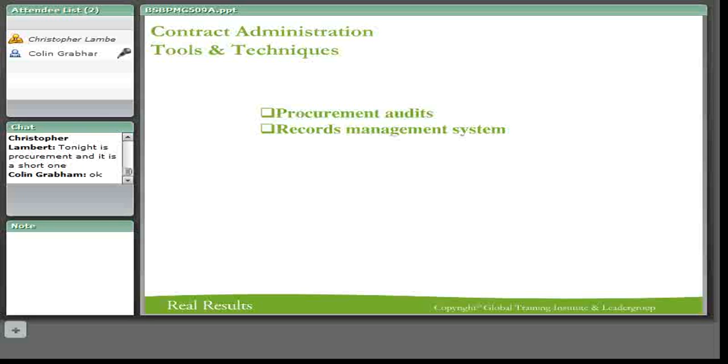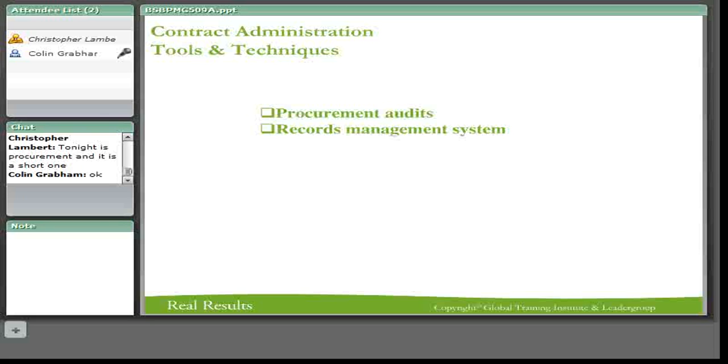All right, and they want to check all the paperwork to make sure that there's nothing that has been done negligently, or even for fraud. Sometimes your suppliers want to get around some of these sections. So one of the things that you need to do is procurement audits. Normally, you will find that it's internal auditors that want to do this.